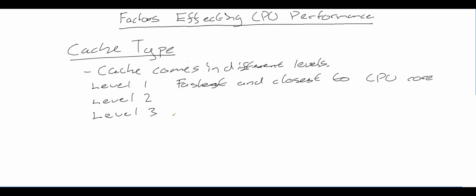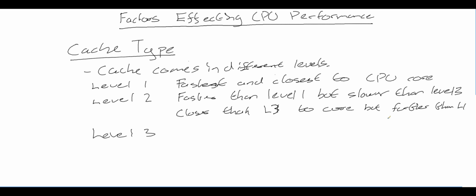Level 2 sits in the middle, so it's faster than level 3 cache, but slower than level 1 cache, and slightly further away from the CPU than level 1 cache, but closer than level 3 cache. And more is available usually than level 1 cache. So my laptop, for example, has 256 kilobytes of level 2 cache, so more than the 64 kilobytes of level 1 cache that it has available. So level 2 cache is faster than level 3 cache, but slower than level 1 cache, and closer to the CPU core than level 3 cache, but further than level 1 cache.